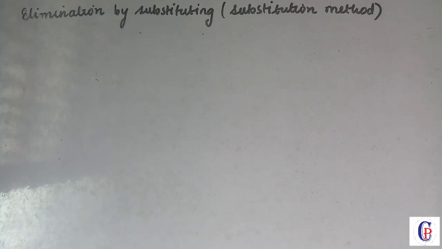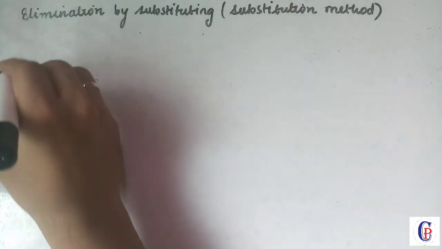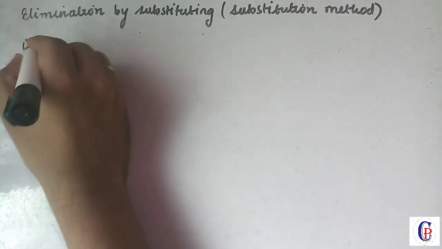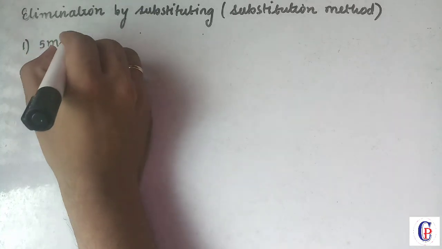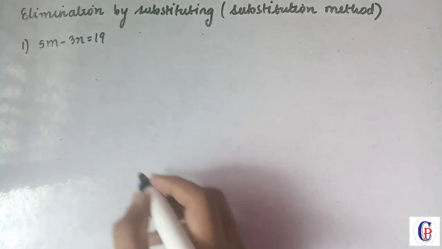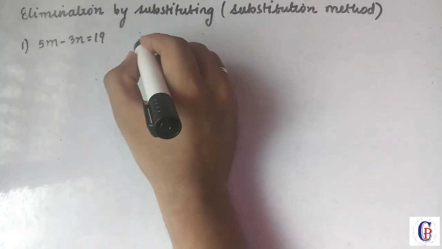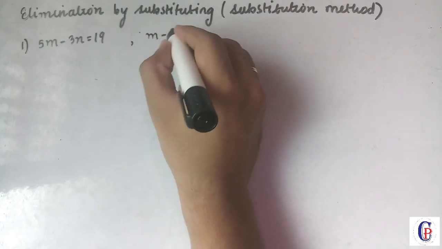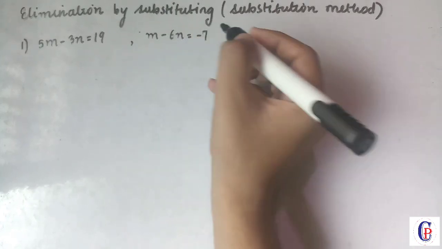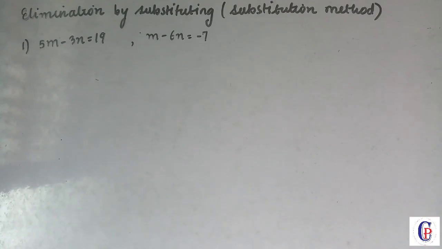We have 5 methods. So right now we have covered only the first method. Now we will be discussing the second method. So we will understand this method by two examples. The first example is 5m minus 3n is equal to 19, and we have one more equation, that is m minus 6n is equal to minus 7.